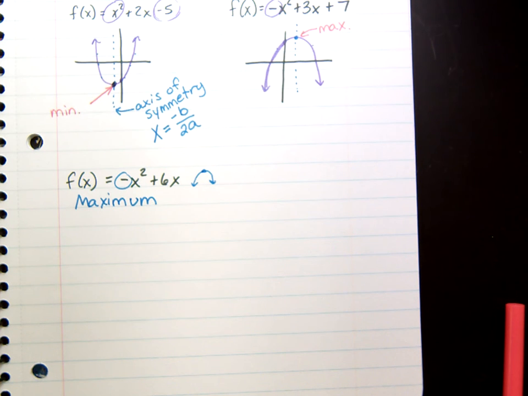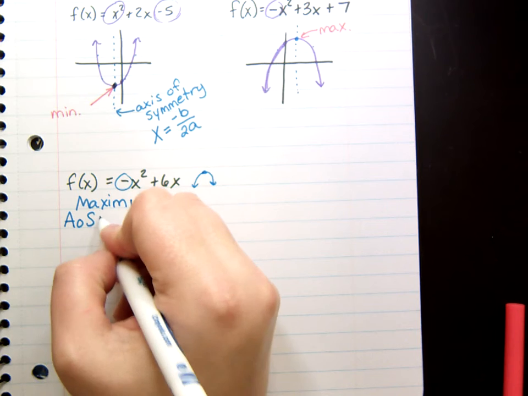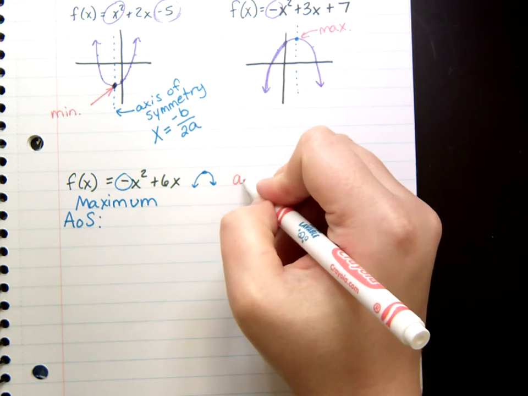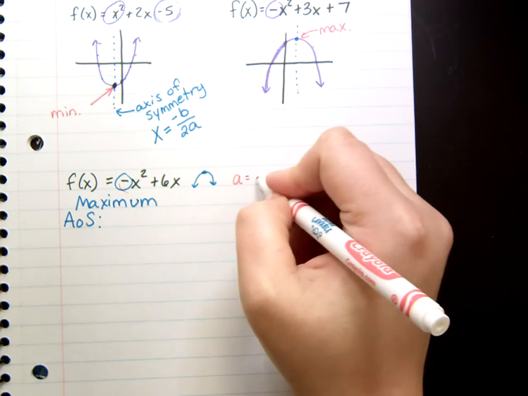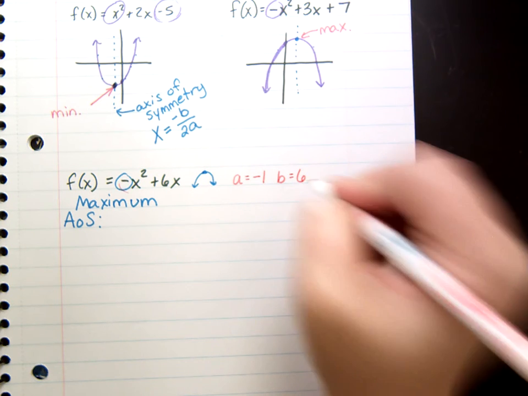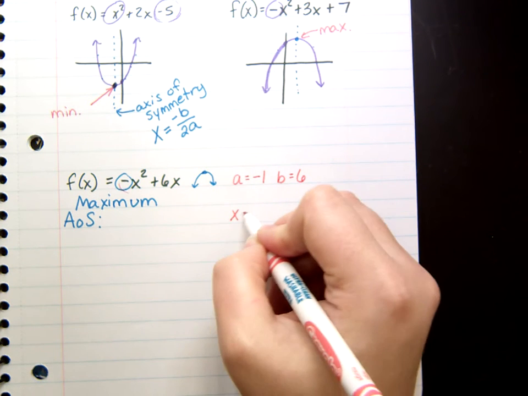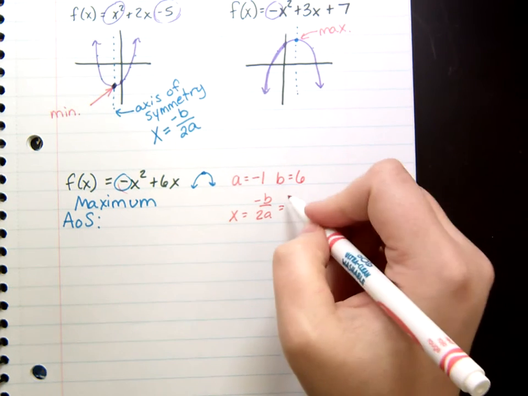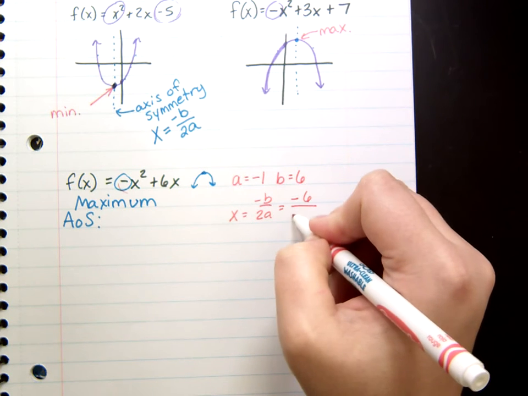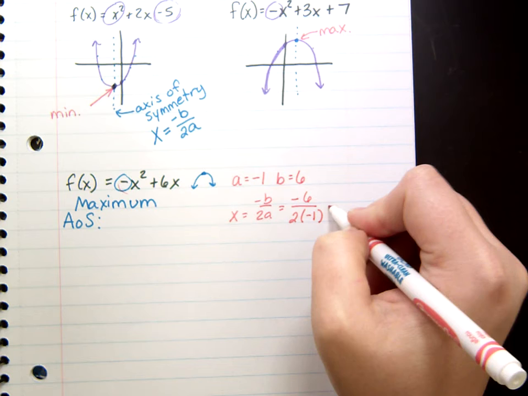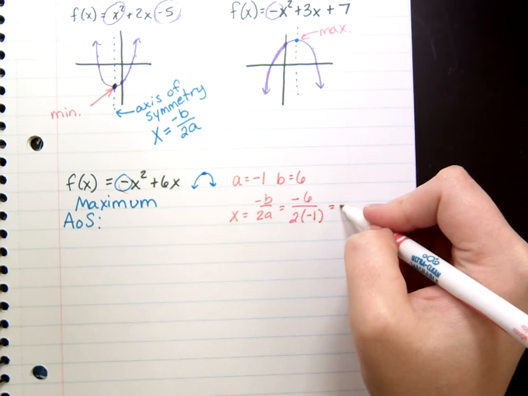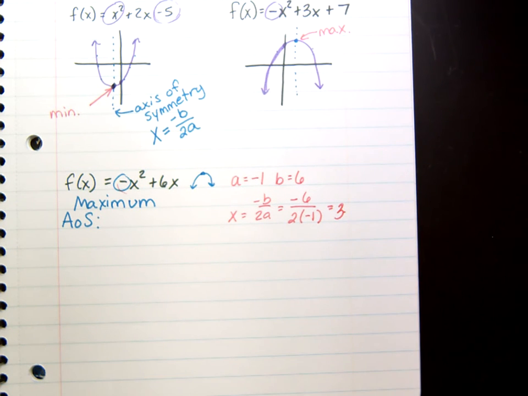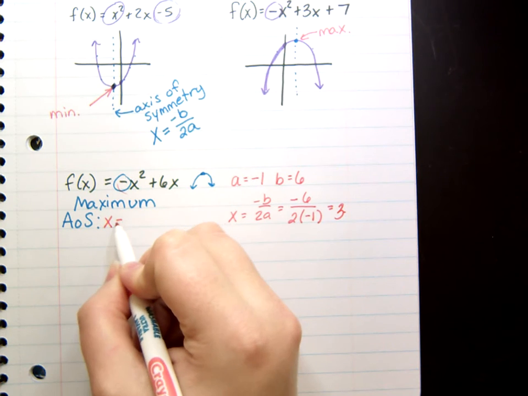I can also get from this the axis of symmetry. And the way I do that is I look at my a and b values. In this case, my a value in front of the x squared is a -1, and my b value is a 6. So if I take -b over 2a and plug these numbers in, I'm going to be able to get my axis of symmetry. So -6 over 2 times -1. Well, that's -6 divided by -2, which is positive 3. So my axis of symmetry is x equals 3.